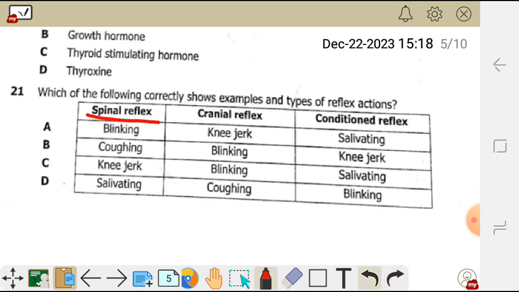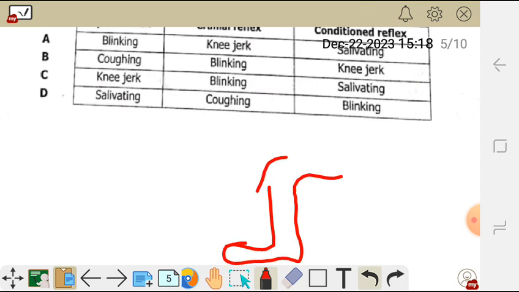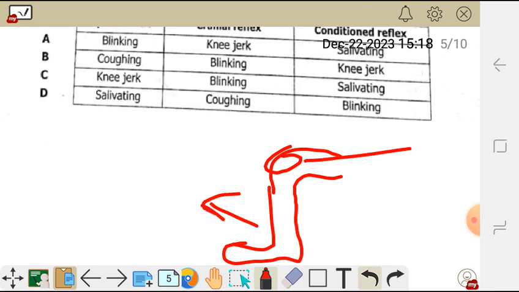Spinal reflex is observed in knee jerk. In knee jerk, we have a leg here. What you do is hit the tendon on the knee, and you observe the leg kicking. That is what we call knee jerk. The reflex is sent to the spinal cord, and then the spinal cord sends the reflex to the muscle of the leg, and then the leg will kick. That is what we call a knee jerk.